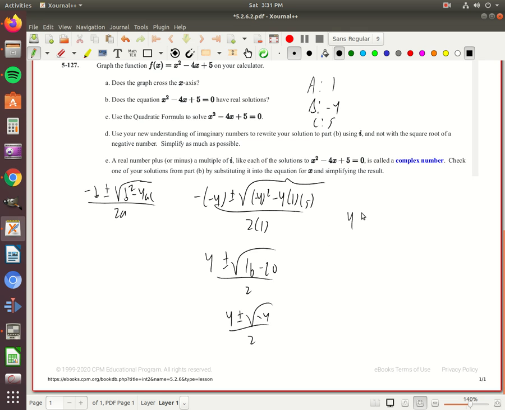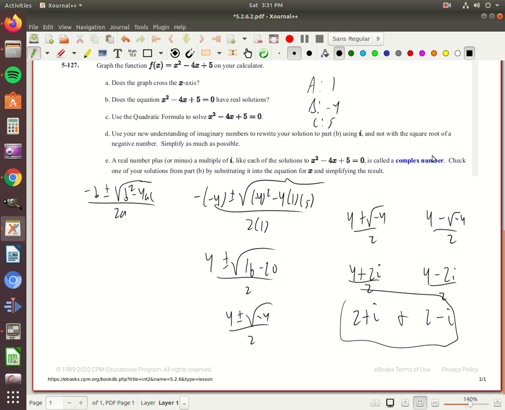Well, we now know how to deal with this. 4 plus the square root of negative 4 over 2, and 4 minus the square root of negative 4 over 2. I know that I'm going to get 4 plus 2i over 2, and 4 minus 2i over 2. I can simplify and get 2 plus i and 2 minus i, right? So this is what we're going to end up with, and this is known as a complex number. A complex number means that there's a real part and an imaginary part.